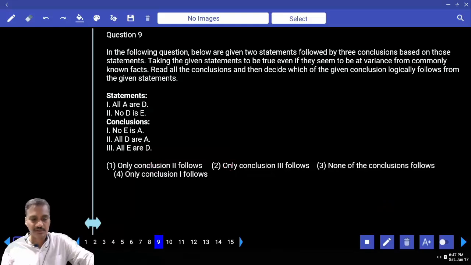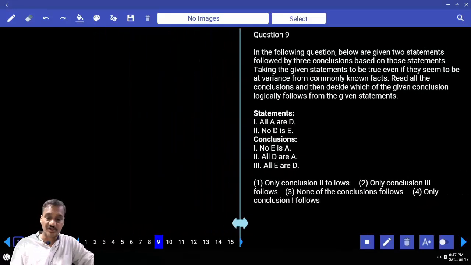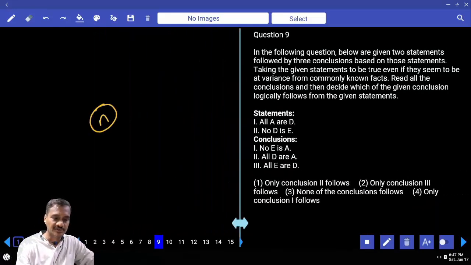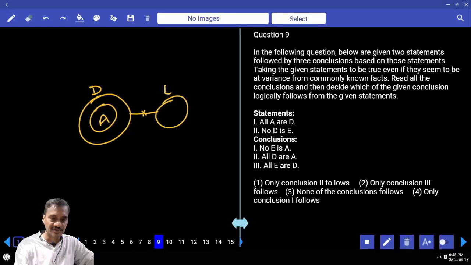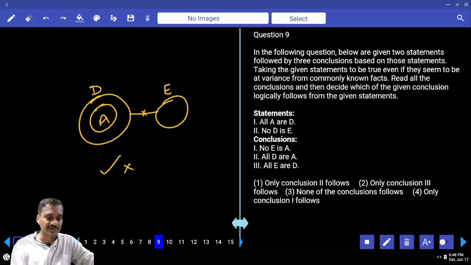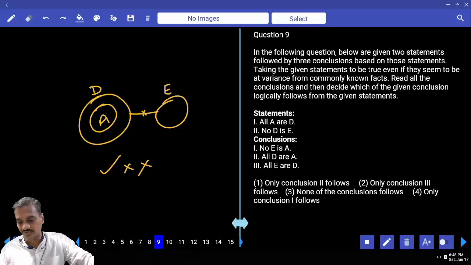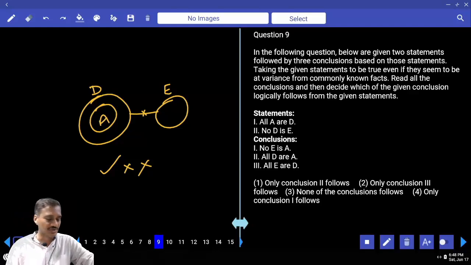Ninth one. No A's are D's. All A's are D's. Now these are the A's that are D's. All A's are D's. And no D is E. No intersection between D and E. Then first one, no E is A. Definitely true. All D's are A's is false. All E's are D's is also false. And so only one follows. Only one, that is choice 4, question number 9.